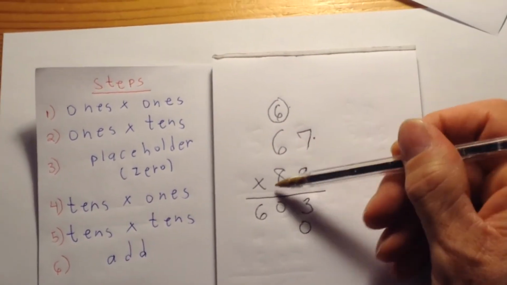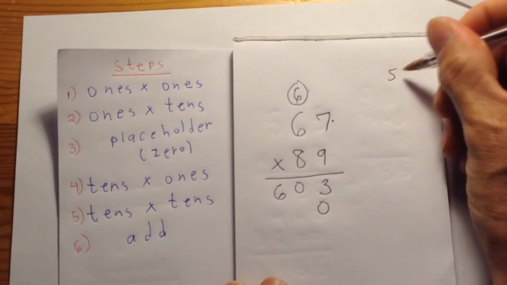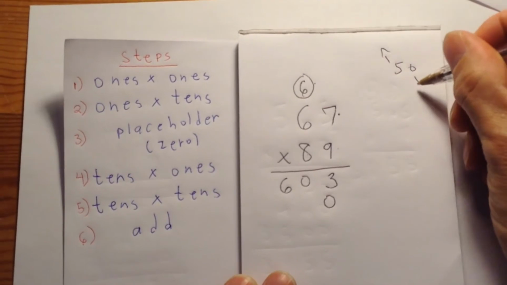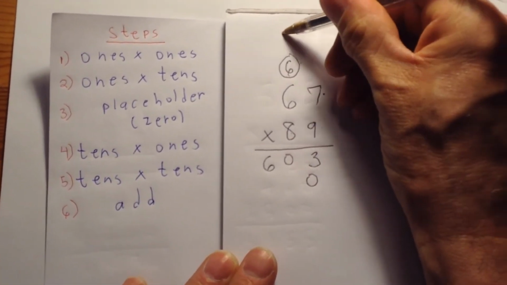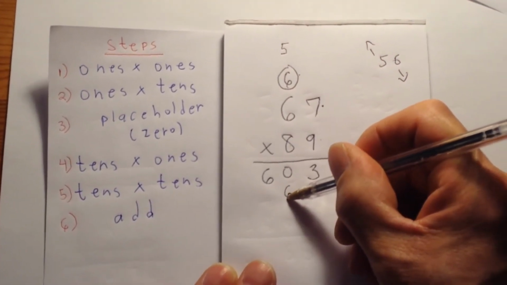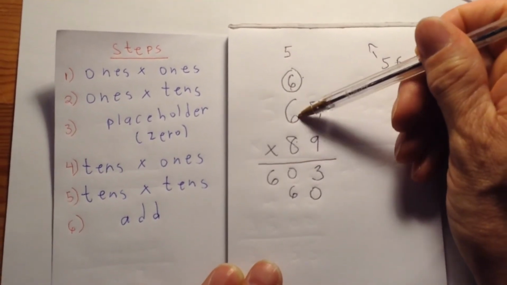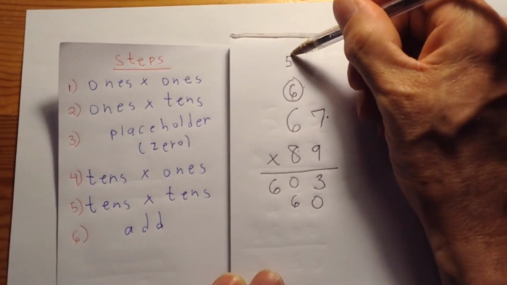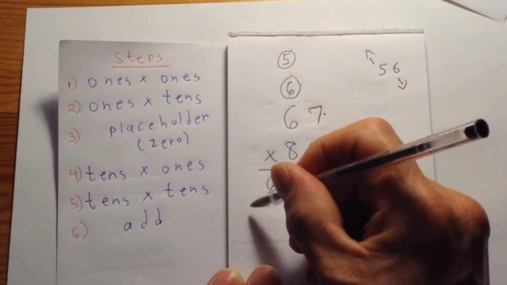10s times 1s, 8 times 7 is 56. We're going to carry that 56. The 5 is going up, the 6 is going down. 8 times 7, 56. Way up there, way down there. 10s times 10s. 8 times 6 is 48. We're going to add the 5. 49, 50, 51, 52, 53.